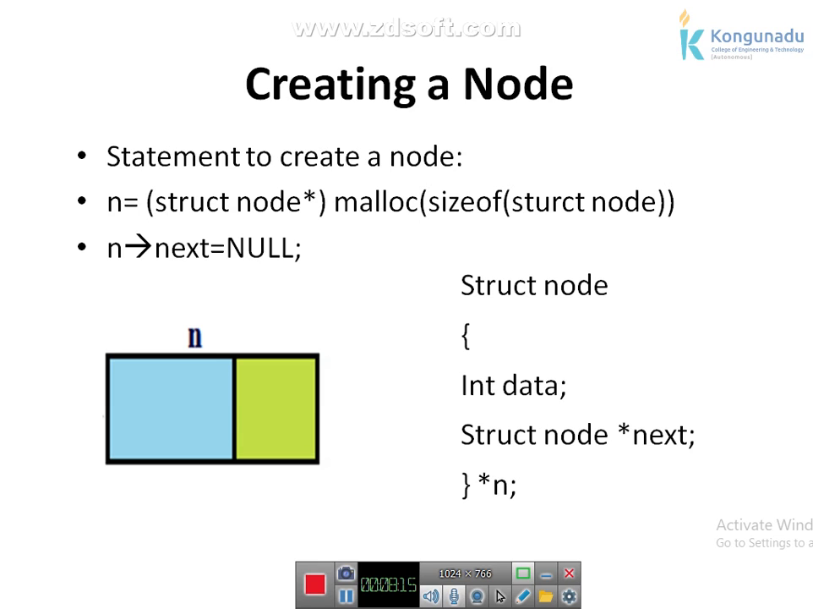Next, let's see about creating a node. This is the syntax for creating a node: n equals struct node star malloc of size of struct node. Then n arrow operator next equals null. This is the representation for creating a node. The declaration for a new node is struct node, open brace, int data, struct node star next, close brace.